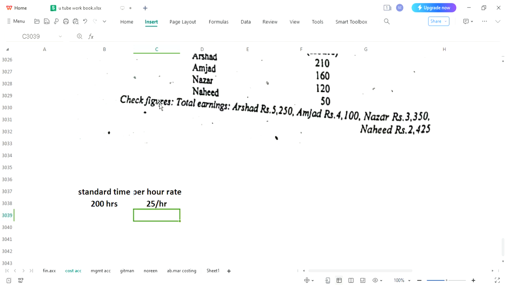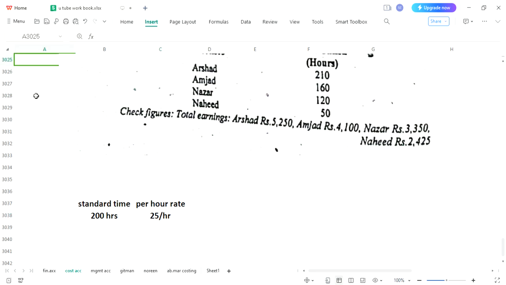These two things are present in the question, 25 per hour and 200 hours. All right, and now we will go to the workers and see what they have produced. As you can see, there are four workers, and the first worker is Arshad. So let's find out the wages of Arshad. This is our first target, and now we will see how to calculate it.